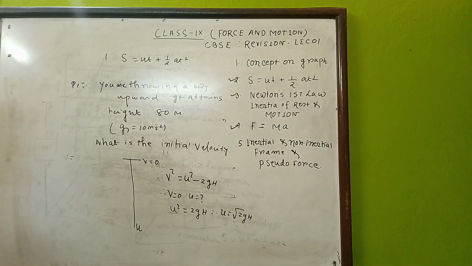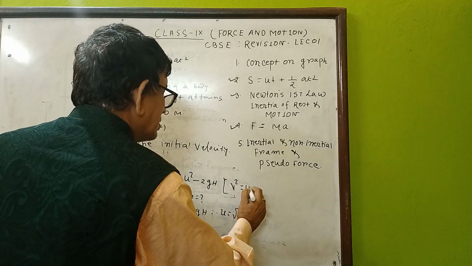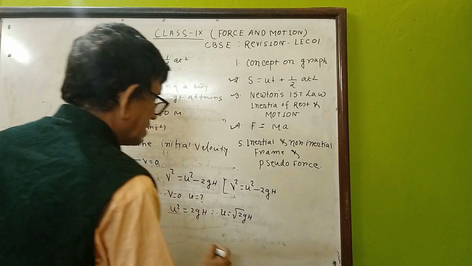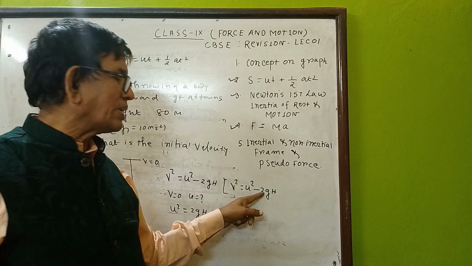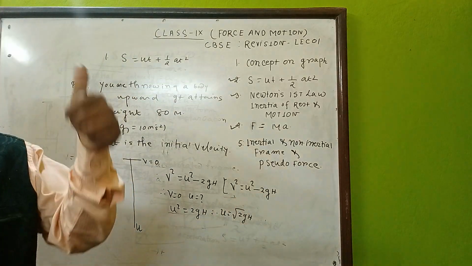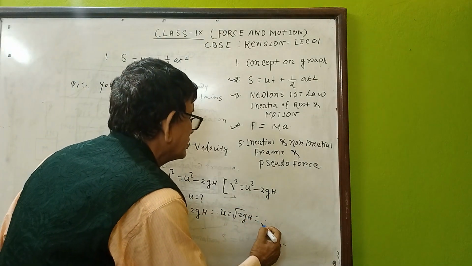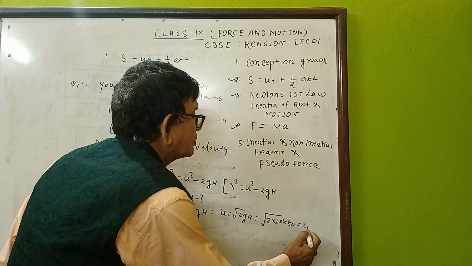Let me solve that. v square equal to u square minus 2gh. Why minus? Because gravity is acting downward and the motion is upward, so it is the acceleration due to gravity. Putting in 10 and 80, we get 40 meters per second as the answer.